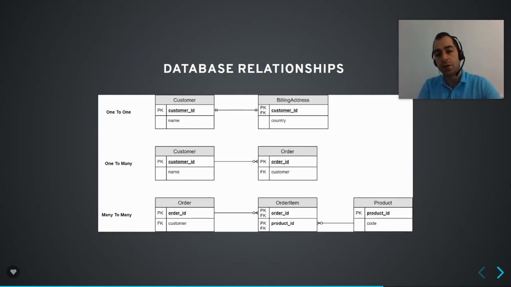Okay, and a small discussion about the relationship types. There are three big types in my opinion. There is the one-to-one relationship between tables.